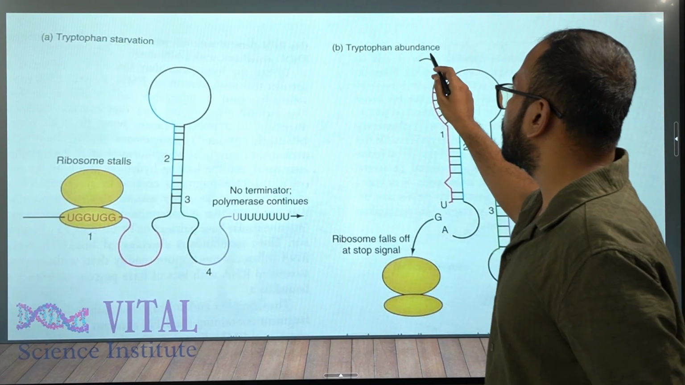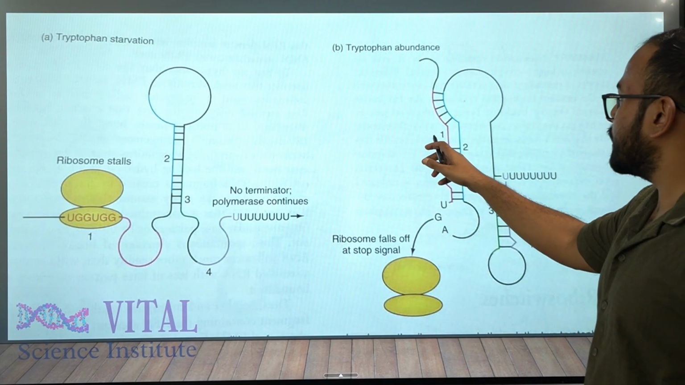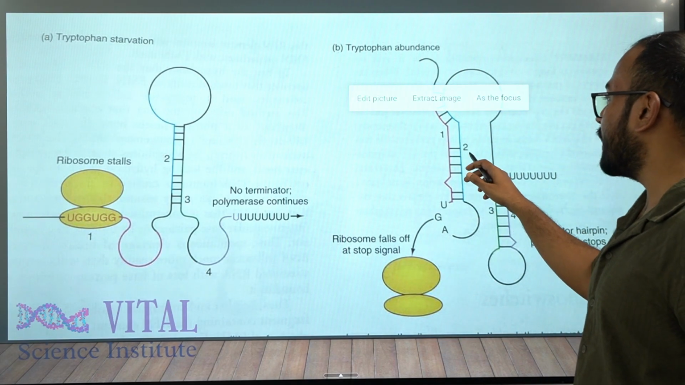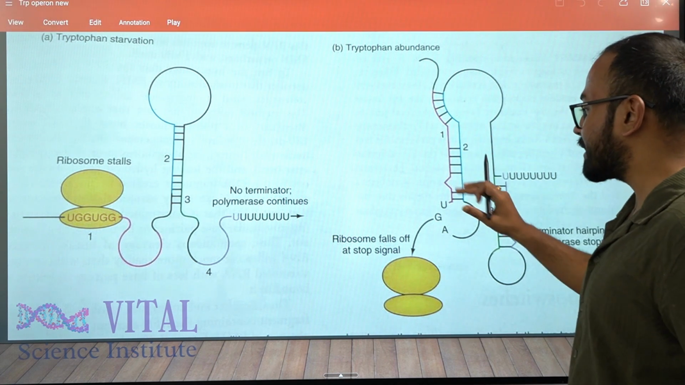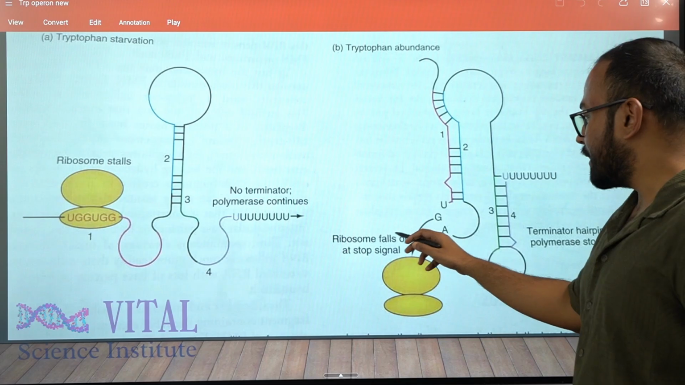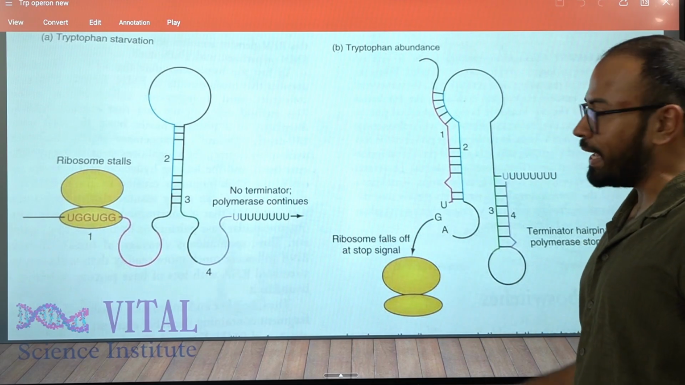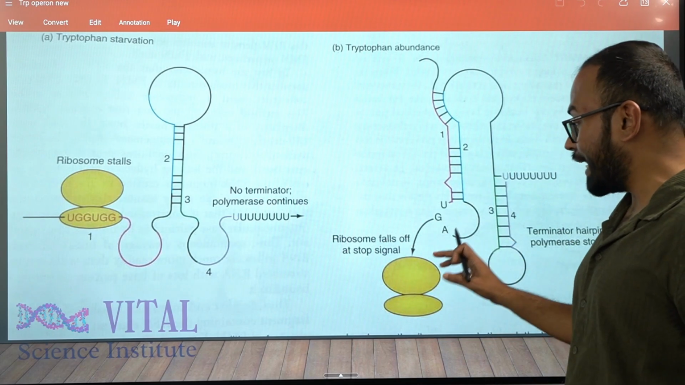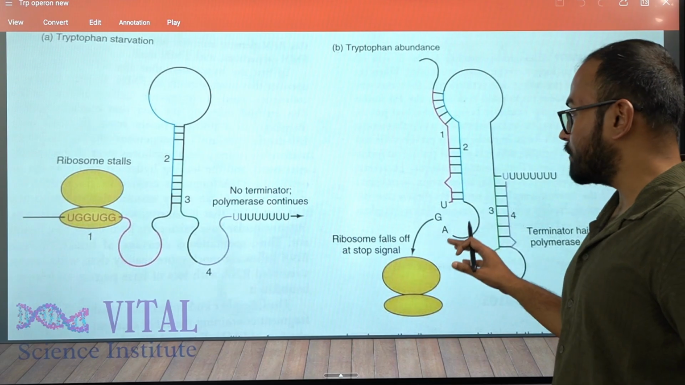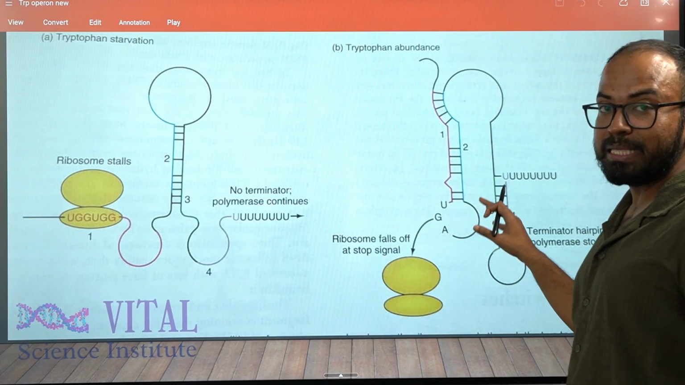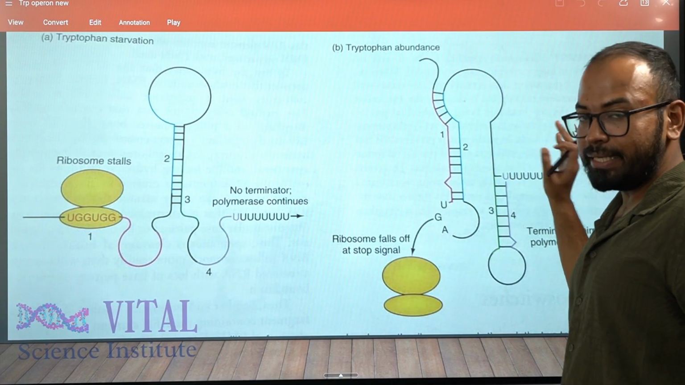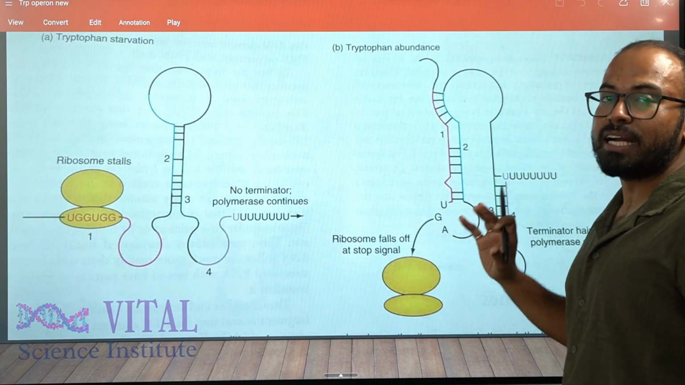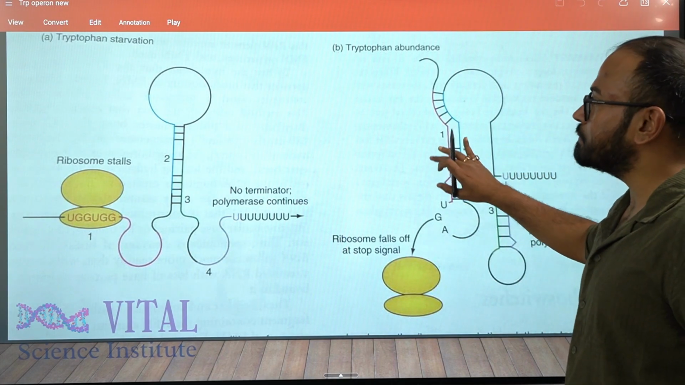Let's see. Tryptophan abundance. As you can see, pairing has occurred between 1 and 2 and between 3 and 4 based upon complementarity, and hence the ribosome has fallen off, and this kind of pairing has helped the RNA pol to be released from the overall DNA. Hence, no structural genes are to be synthesized.